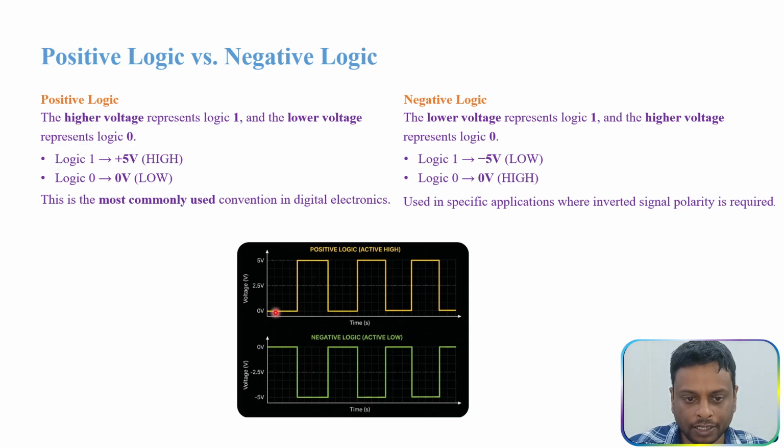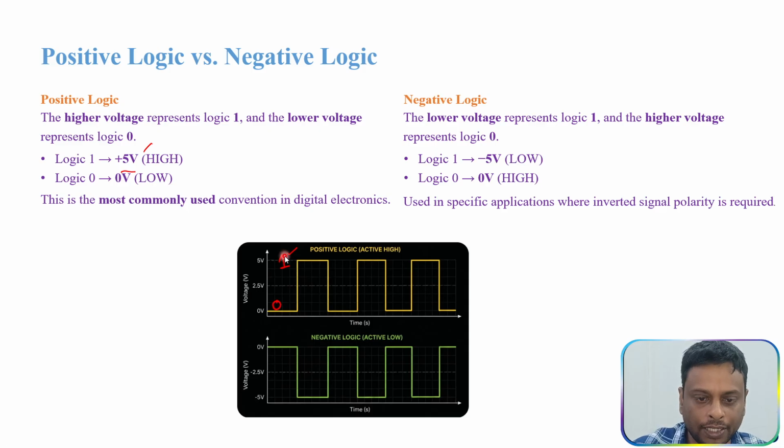You can see over here, this 0 volt corresponds to the logic 0 and logic 1 corresponds to this 5 volt in case of the positive logic. Only 2 voltage levels are possible, logic 1 and logic 0. Based on this convention, the higher of the 2 voltage levels, 5 volt, is taken as 1 and the lower, 0 volt, is taken as 0.